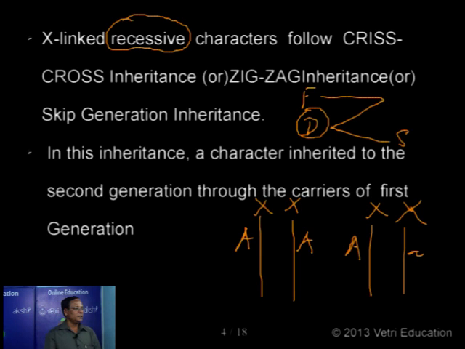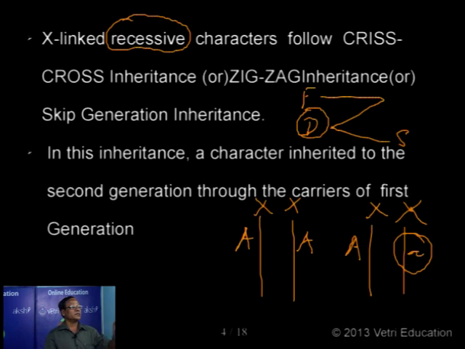Here, an individual, normally a female, who is heterozygous and carries a recessive gene for that character, is said to be a carrier. So a carrier is nothing but a heterozygous female carrying the recessive gene for that character. The homozygous individuals are not considered carriers. The heterozygous females alone are considered carriers because they carry the recessive gene for the expression of the trait.